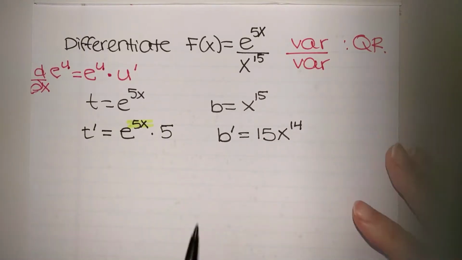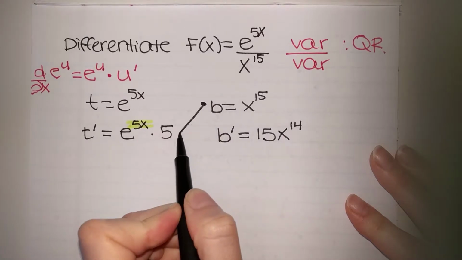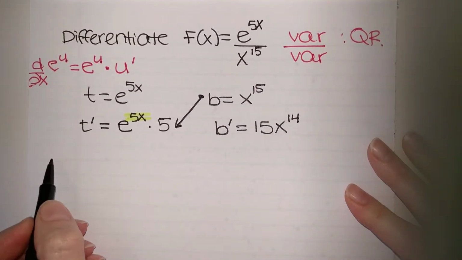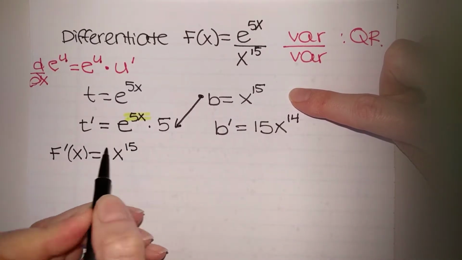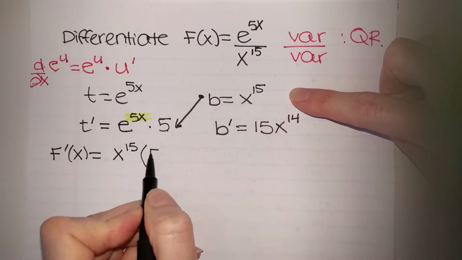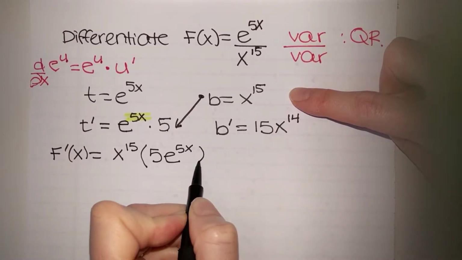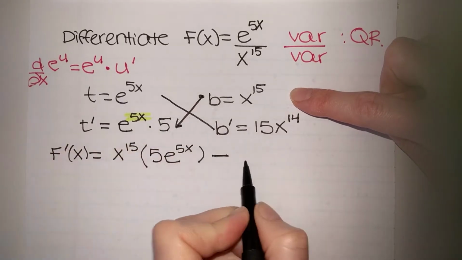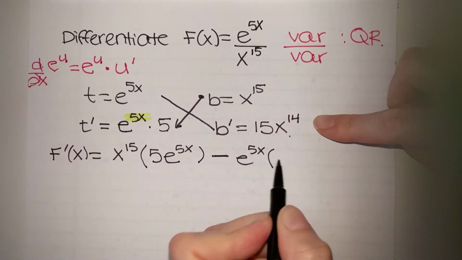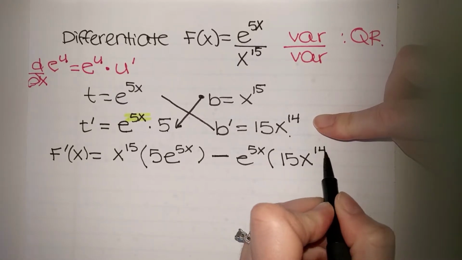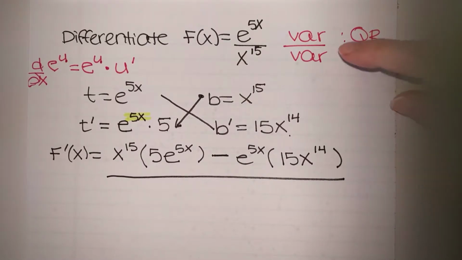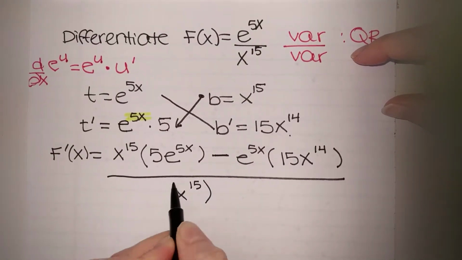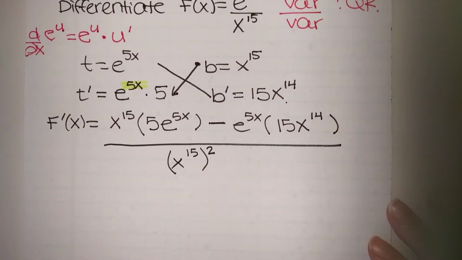So we then plug into our quotient rule, starting with the bottom times the derivative of the top. So the derivative of capital F of x will be equal to x to the 15th times, again, this is the same thing as 5e to the 5x, minus, then the other diagonal, e to the 5x, times the derivative of the bottom, 15x to the 14th, and that's all over the bottom squared, which would be x to the 15th quantity squared. Now, there's a considerable amount of simplification that has to happen next.